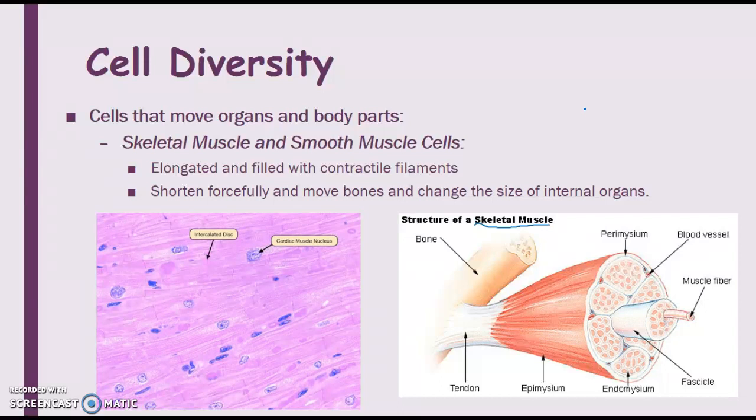You have smooth muscle, which is going to line all of your internal organs and help move food through like your digestive tract. And then over here is a picture of cardiac muscle tissue. And cardiac muscle tissue is the muscle found in your heart that allows your heart to pump.